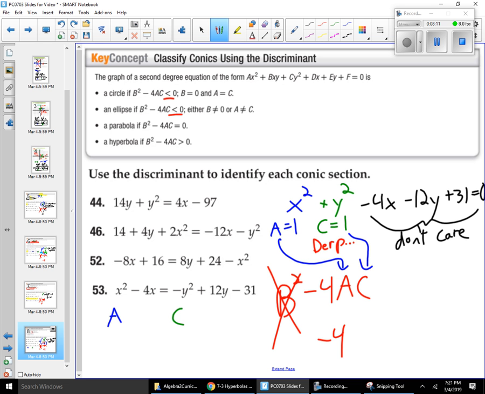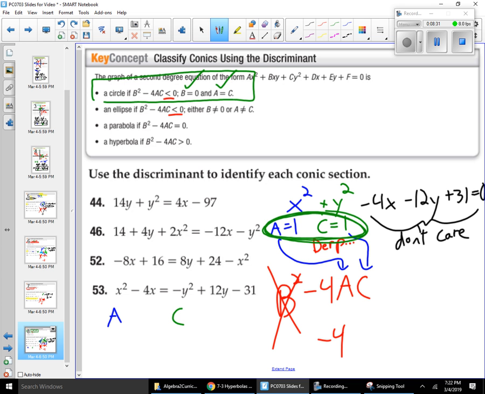In order to figure out which it is, again, I recommend starting with the circle and seeing if those two conditions hold. Well, B does equal 0. That's true. And this time, A does equal C. Note that they were both 1. So this time we do get a circle.